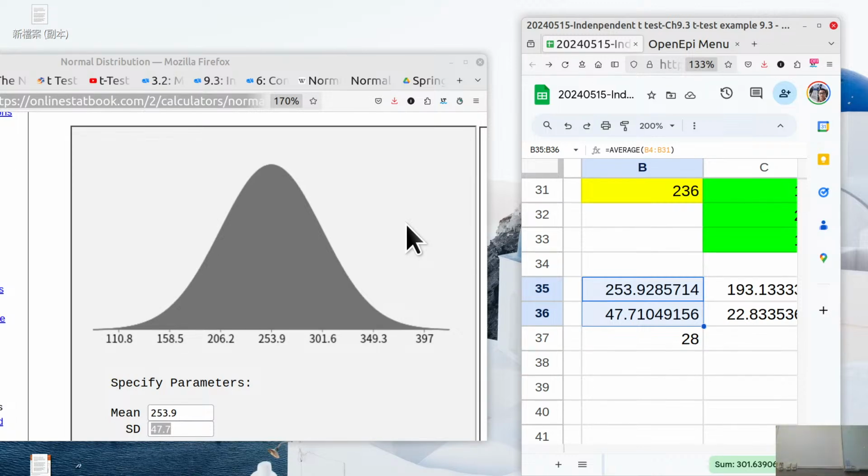In the final exam, I may ask you, I will give you a data set with the mean and the standard deviation. I will ask you to draw the bear shape, the normal distribution curve, and that will be one of the final exam questions. Maybe questions.